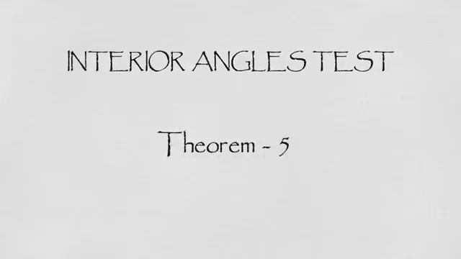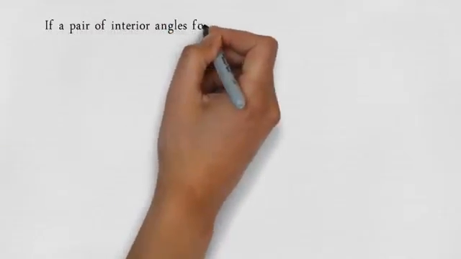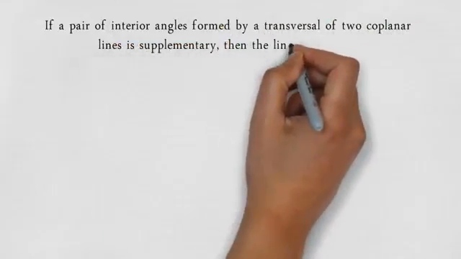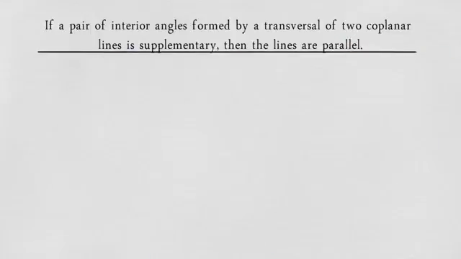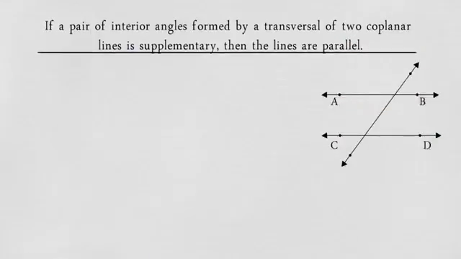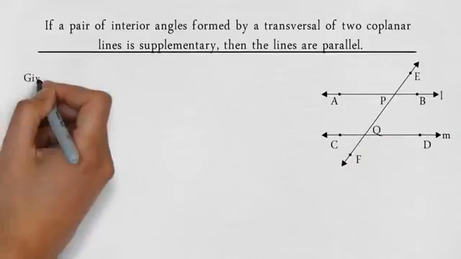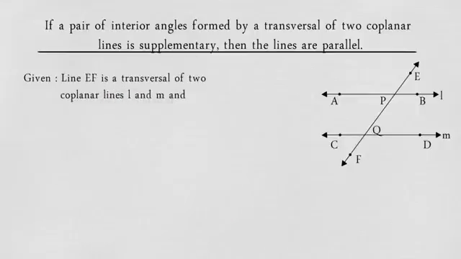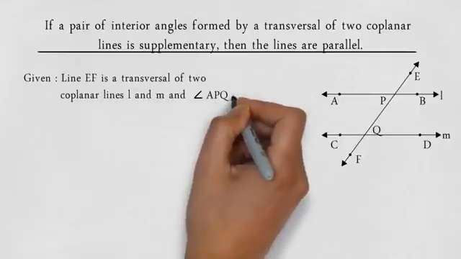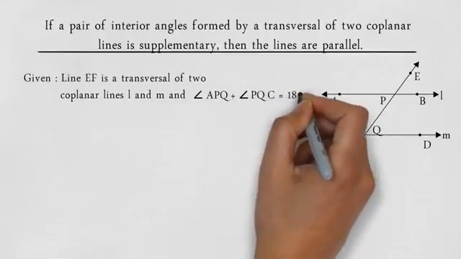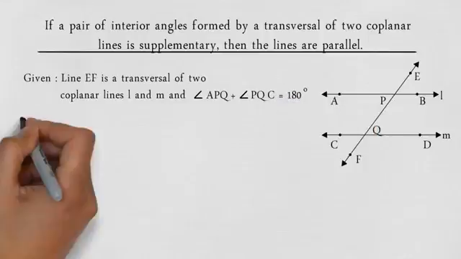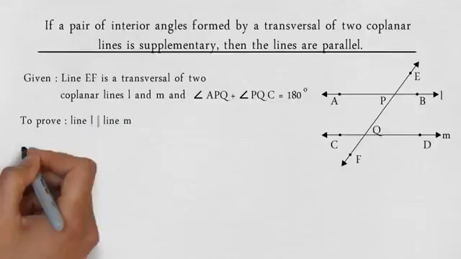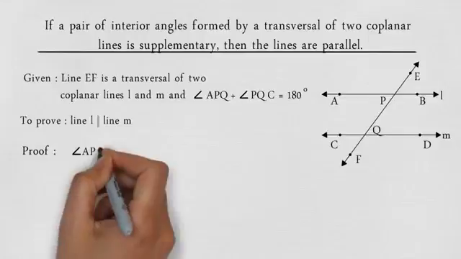Interior angles test. Theorem 5. If a pair of interior angles formed by a transversal of two coplanar lines is supplementary, then the lines are parallel. Given, line EF is a transversal of two coplanar lines L and M, and angle APQ plus angle PQC is equal to 180 degrees. To prove, line L is parallel to line M.